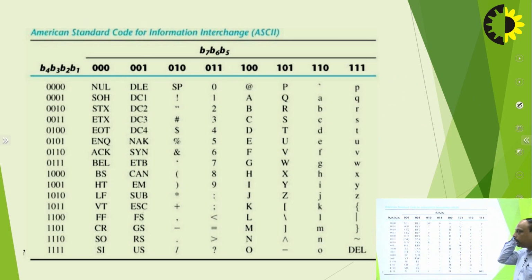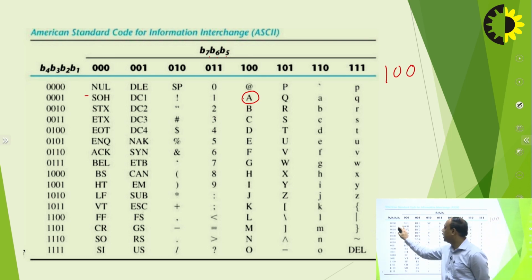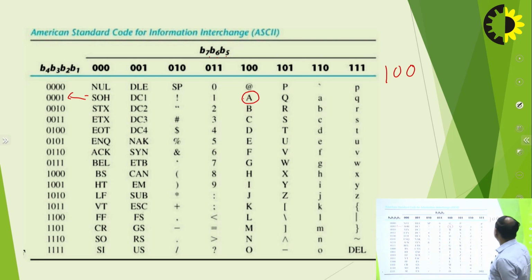Then this is the table of the ASCII code for different printing characters. This table is very much available on the internet. You can easily find it in many books and on the internet. So as we can see, let us do the example for capital A. For capital A, bits B7, B6 and B5 are 1, 0, 0, and the remaining bits B4, B3, B2, B1 are 0, 0, 0 and 1. So this is the 7-bit code from B7 to B1 for capital A, as we can see over here.